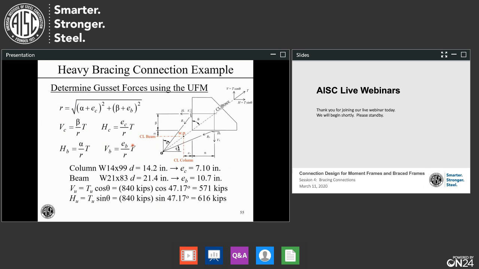Here are our governing equations, and here's our generic situation. We need to know e_c and e_b. That's just half the beam and column depth. e_c is 7.1 inches. e_b is 10.7 inches. We need the vertical component and horizontal component of the bracing force, and here they are. The vertical component is 571 kips, and the horizontal component is 616 kips.